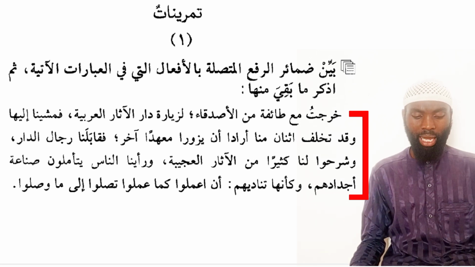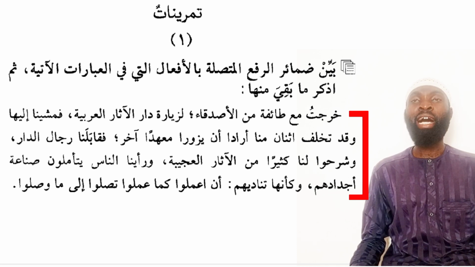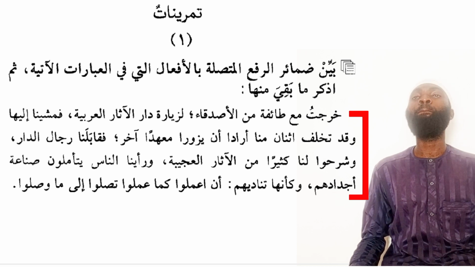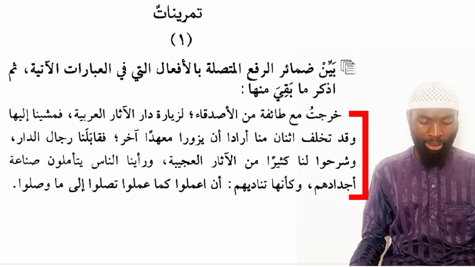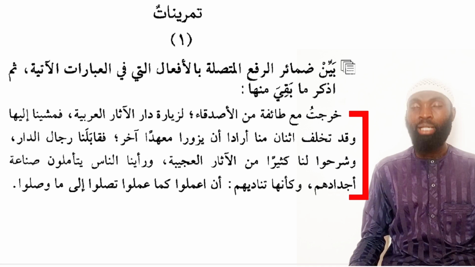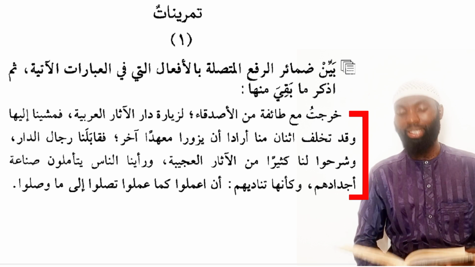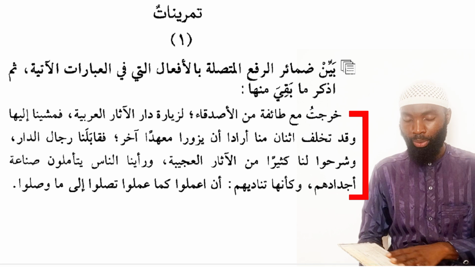فقابلنا, okay, then this is not the na. وشرحوا, the word there is واو الجماعة. Then we have ورأينا, the na there is also the ضمير الرفع البارزة المتصلة. Then يتأملون, the word there. Then وكأنهم تناديهم أن يعملوا كما عملوا. عملوا, the واو الجماعة. تصلوا واو الجماعة. وصلوا واو الجماعة. So you can see some of the ضمائر الرفع البارزة المتصلة have been mentioned, and some of them have not been mentioned. So indicate which ones have not been mentioned.